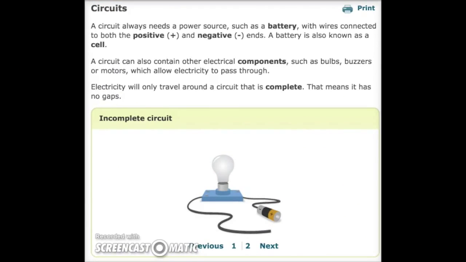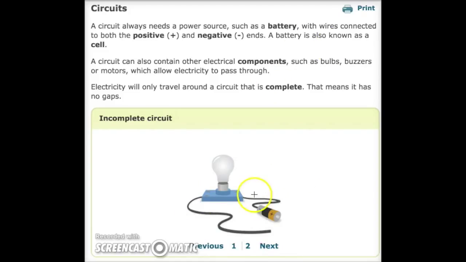So first of all, a circuit needs to always have a power source. Without a battery, a circuit won't function. So this particular element here is what you call a battery. And without this, the circuit would not power, because no electrons will be able to pass through the circuit itself. Electrons are charged, and charge won't be able to pass through the circuit.